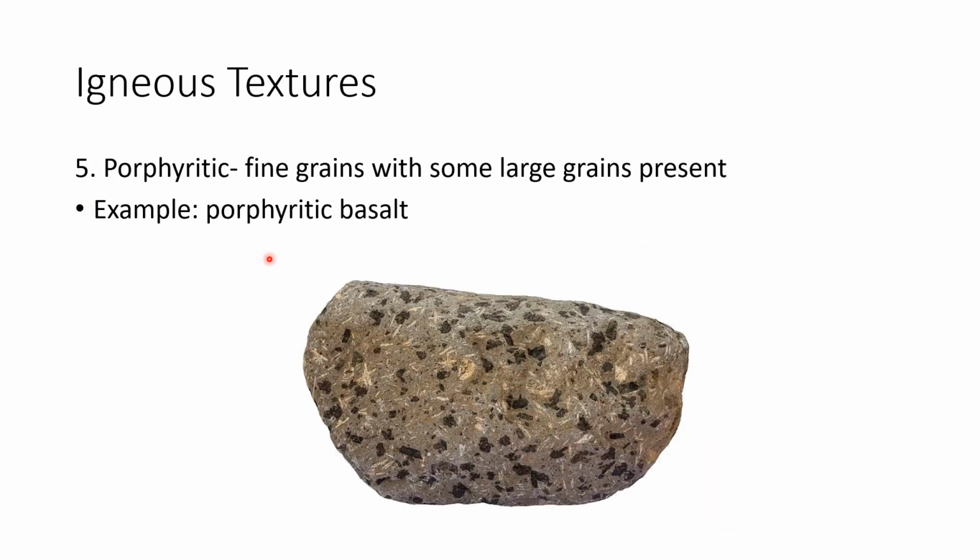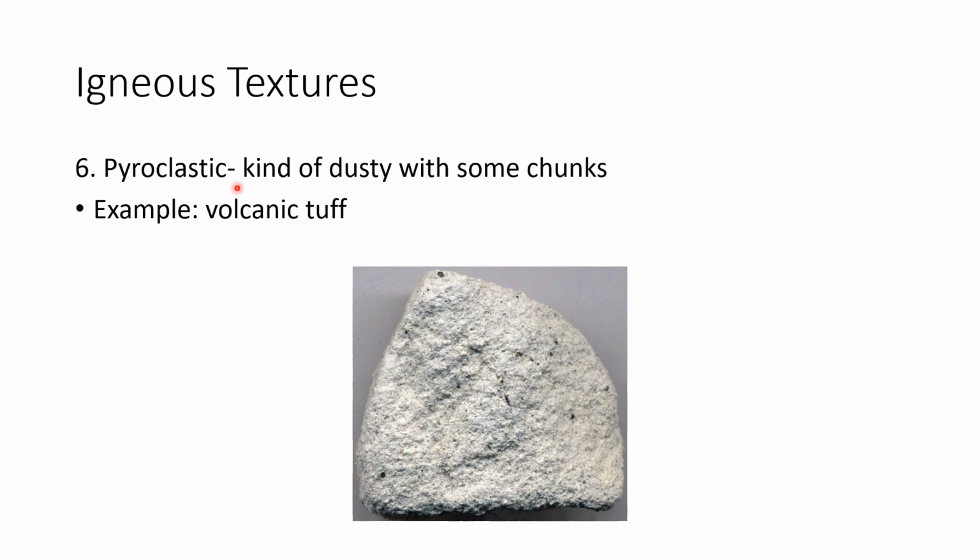A few more less common textures of igneous rocks. There's porphyritic, which means most of the rock has fine-grained texture, but there are some large crystals that are present. An example we have in this picture is a piece of porphyritic basalt, so it's a piece of basalt that just had some crystals that grew larger than others. Another texture is pyroclastic. Pyroclastic textured rocks are typically kind of dusty with some little chunks of ash present in them. The example picture I have here is a piece of volcanic tuff.